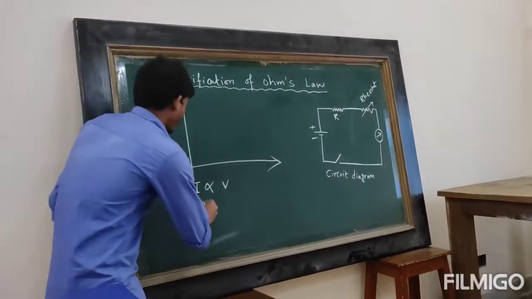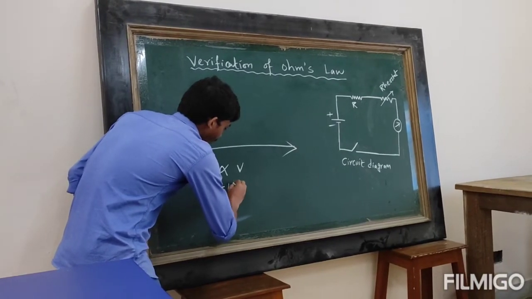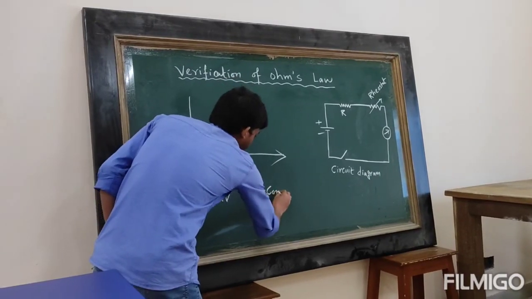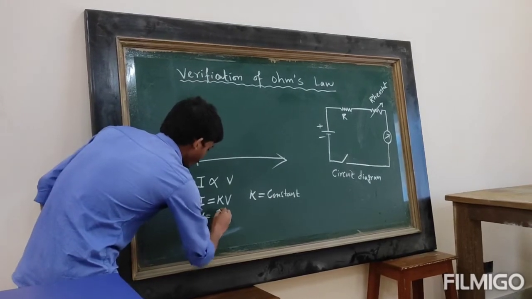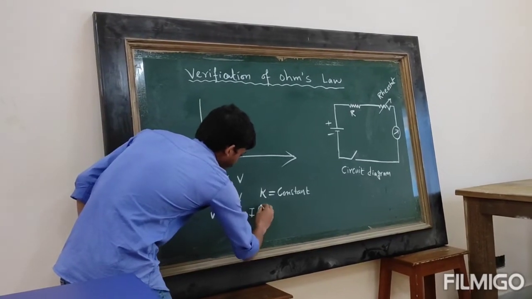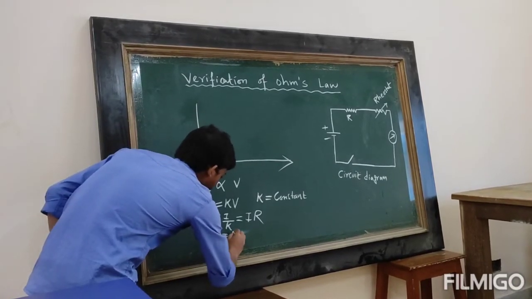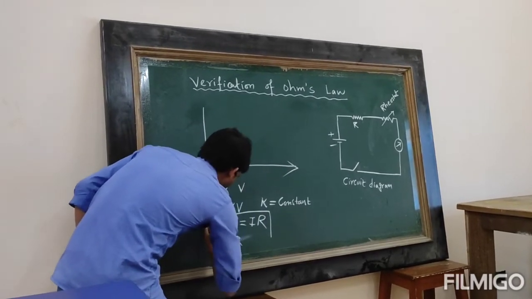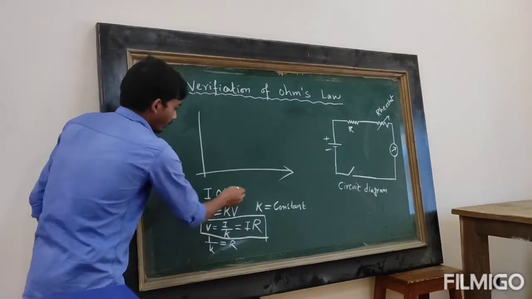So if I write I equals K times V, K is some constant. Then V equals I by K. I can write this with another constant, R, where 1 by K is R. So all of you know that V equals IR. This is familiar to you. This is actually Ohm's law.